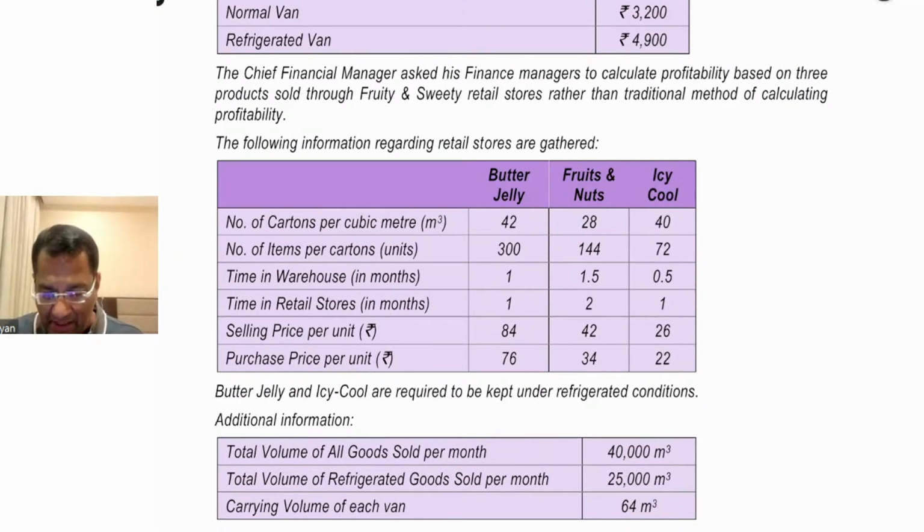Okay, time in warehouse and time in retail store. Can you please interpret this particular point to me, beta? Can you please interpret what is 1.5? Time in warehouse in months, 1.5. What's the interpretation of 1.5? Please communicate to me.